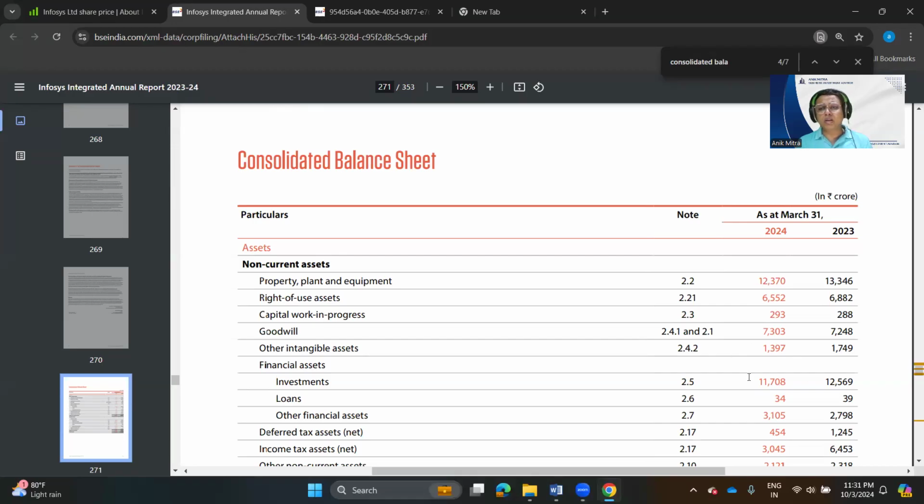1,397 crore. You will say, this is not very big. I will say, no, this is not very small as well. Just have a look at its fixed asset. It is 12,000 crore. Against that, it is 1,400 crore. 12,000 crore of fixed asset, and intangible asset is 1,400 crore.